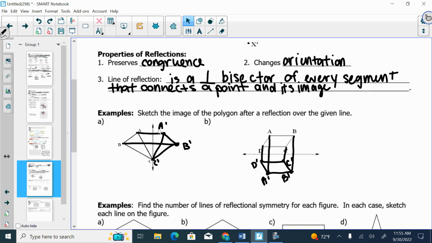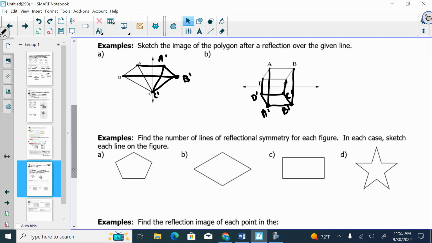Okay. In the next section, they ask you the number of lines of reflectional symmetry that each one of these have. So basically they're asking, how many lines could I draw where I could fold this shape in half and everything would still match up? Okay? So on figure A, how many lines could I draw? One, right? It would have to go right through the top here, right? Okay, what about on figure B? Two. Okay, what about on figure C? Four. So I'm hearing 2 and 4.